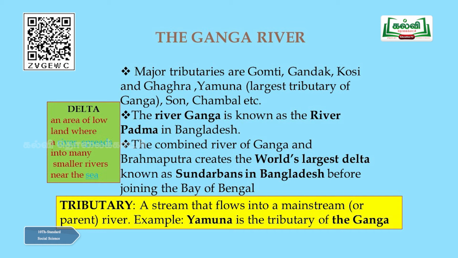The combined river of Ganga and Brahmaputra creates the world's largest delta. The world's largest delta is known as Sundarbans delta, which lies in Bangladesh before joining into the Bay of Bengal. What do you mean by delta?